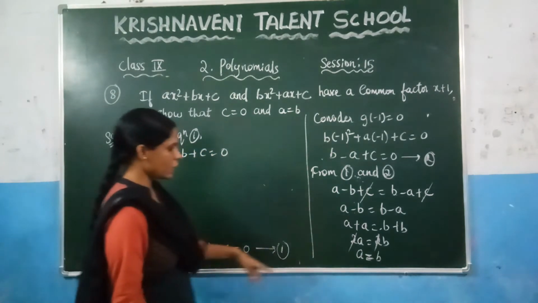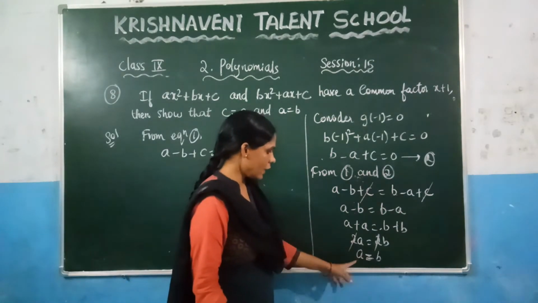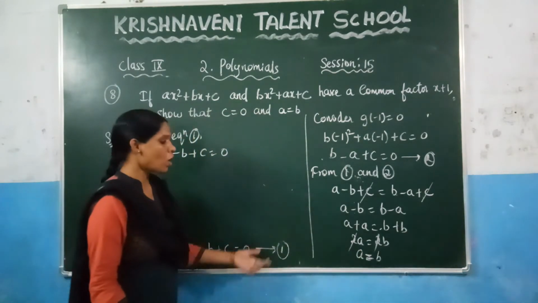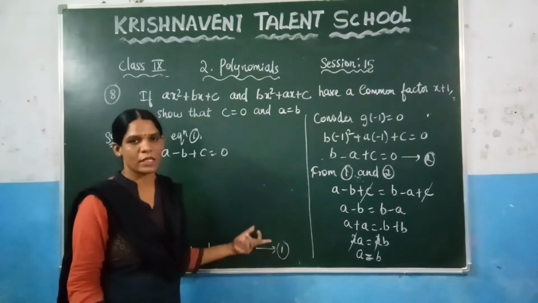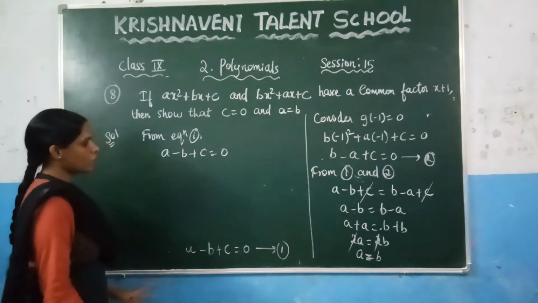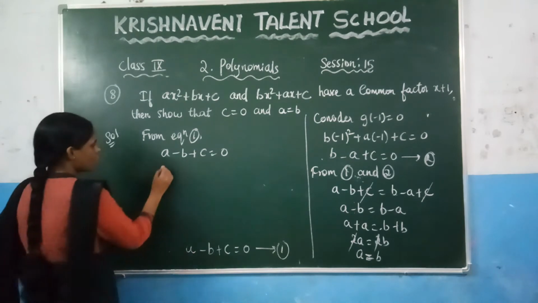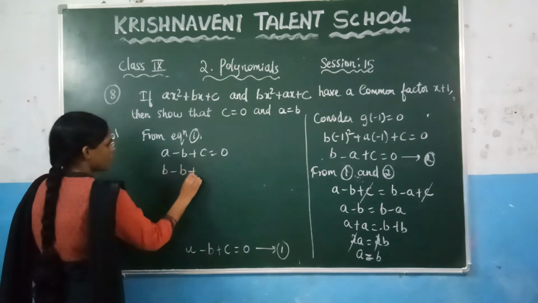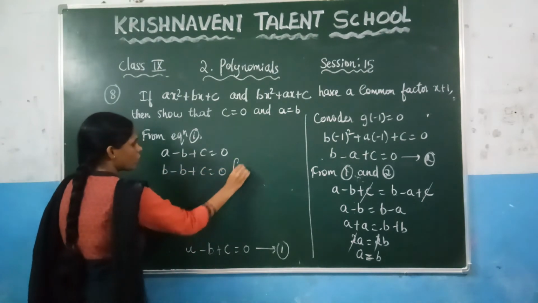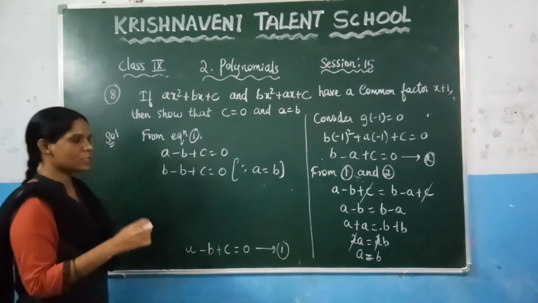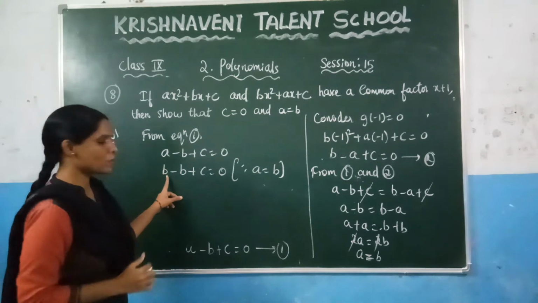Here we got a is equal to b. That means a and b both are same. So in place of a you can substitute b, or in place of b you can substitute a. Anything you can do here. But here what we need to do, in place of a substitute b. So here b minus b plus c is equal to 0. Why? Because we have just proved here a is equal to b. For that reason, in place of a we have substituted b.